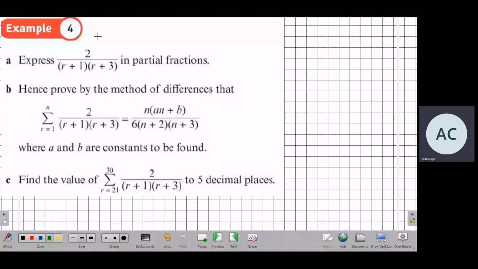An example that is used to calculate the sum of finite series using the method of differences.